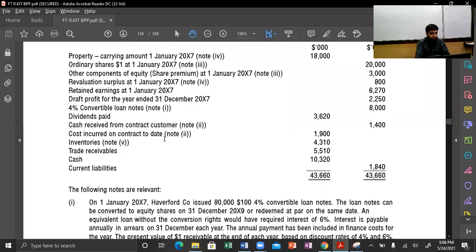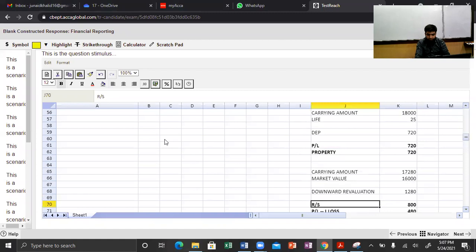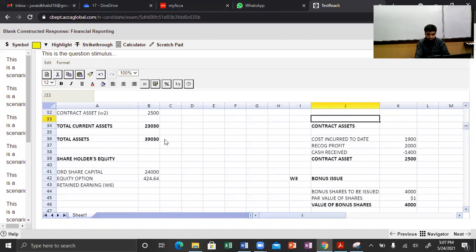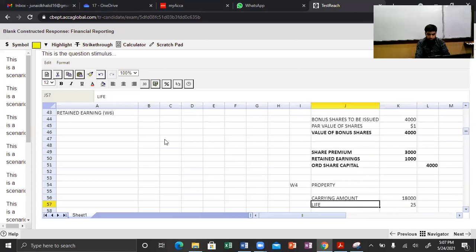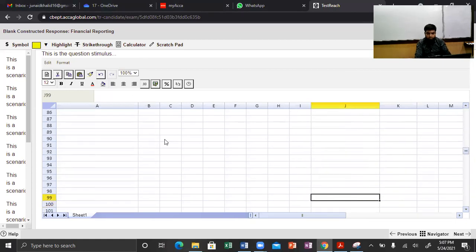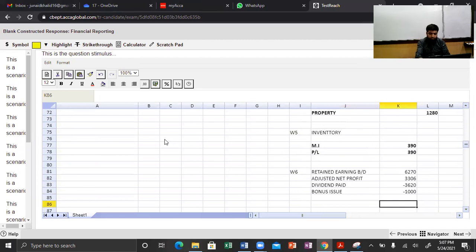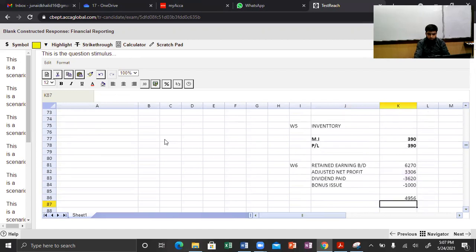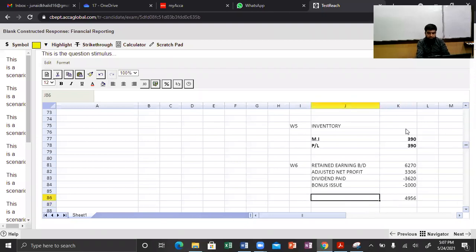Is there any other adjustment required in the retained earning? Let's find out. Is there any entry prepared in which the retained earning account is affected? No, no such account is there. It means the balance on the retained earning account is 4956. That is the retained earning closing balance, the balance c/d, which is going to be presented in the financial statement.